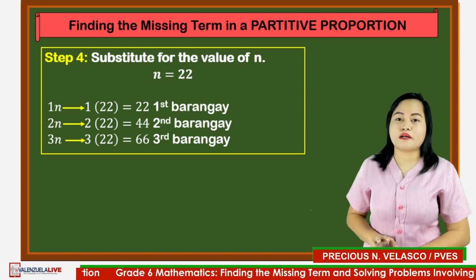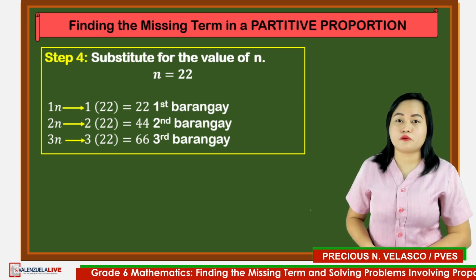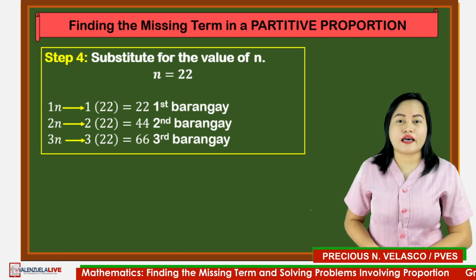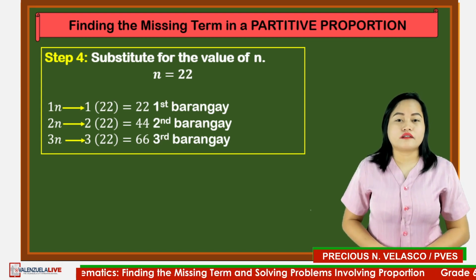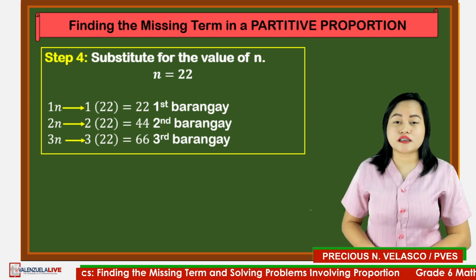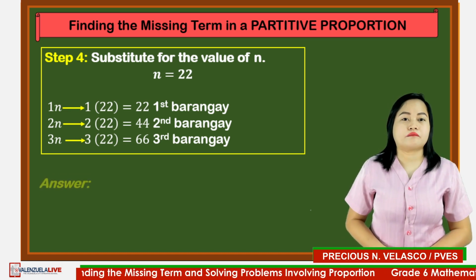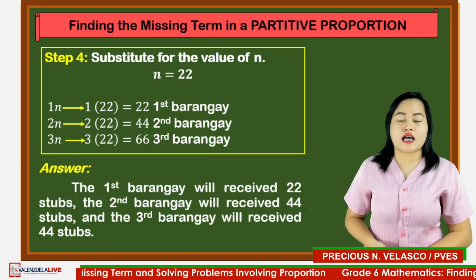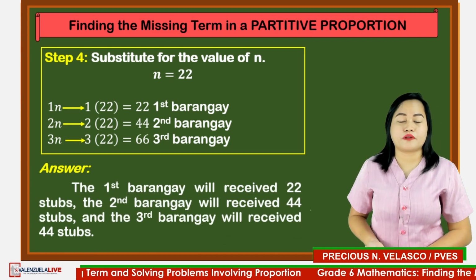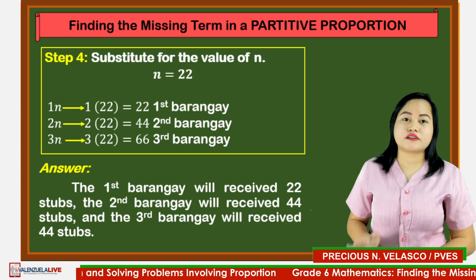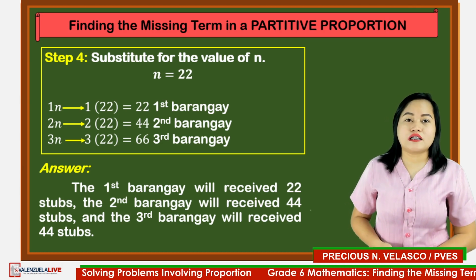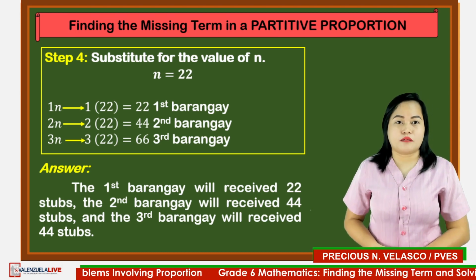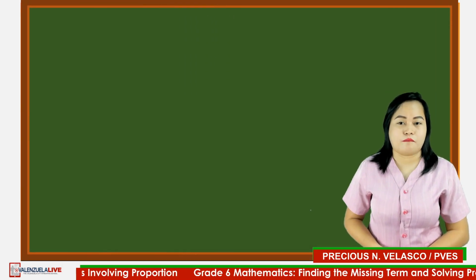And then for the second barangay, 2n is equivalent to 2 times 22, so we have 44 for the second barangay. And then 3n, 3 times 22, will give us 66 for the third barangay. So the first barangay will receive 22 stubs, the second one will receive 44 stubs, and the last or third barangay will receive 66 stubs, or learning packets.